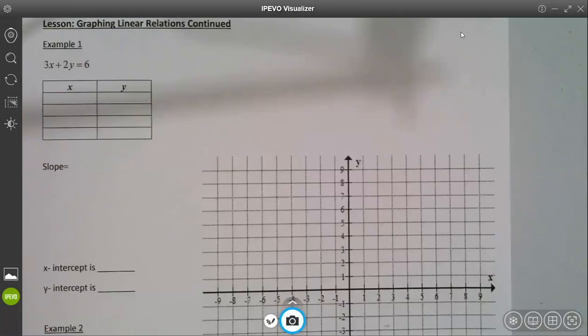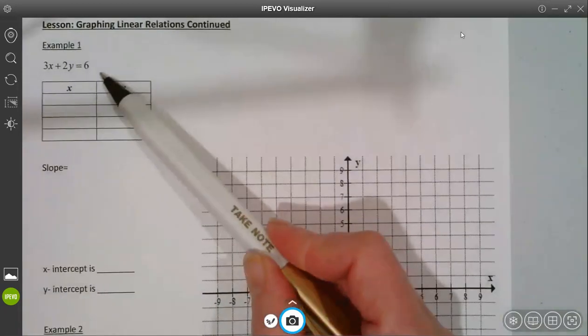Today we're continuing our lesson on graphing linear relations, and we're going to review everything that we covered last day. So we start off with an equation in two variables, and we know that the solutions are going to be ordered pairs. And last day we discussed two special points, the X-intercept and the Y-intercept. So that's going to be our starting point.